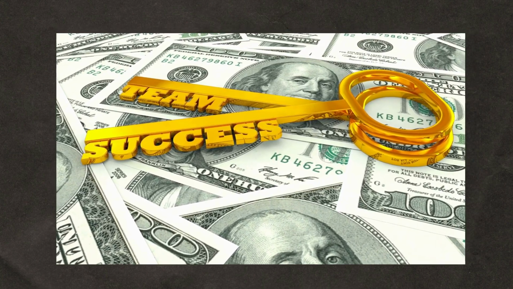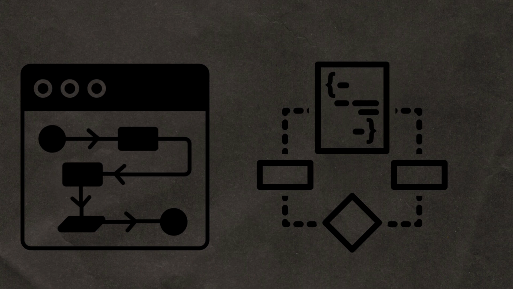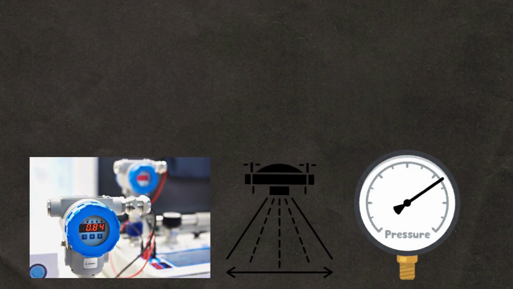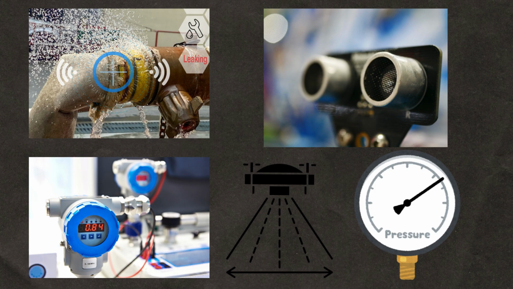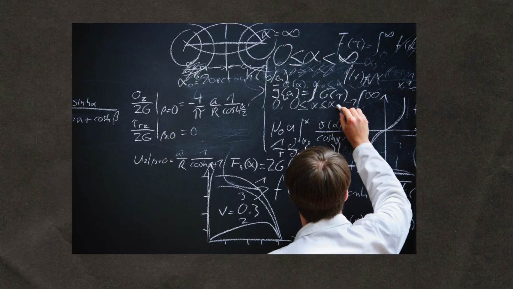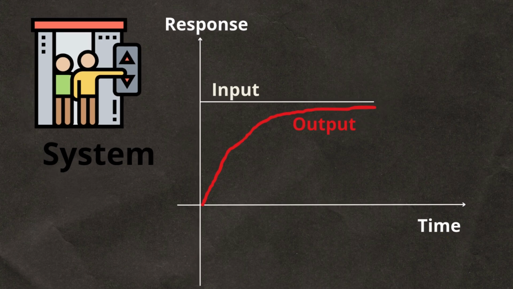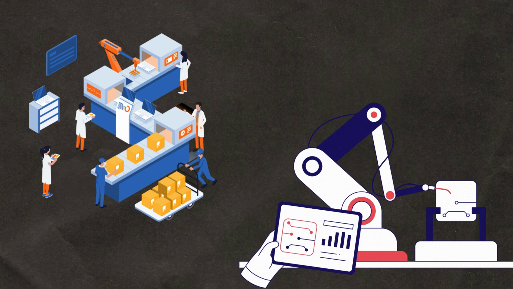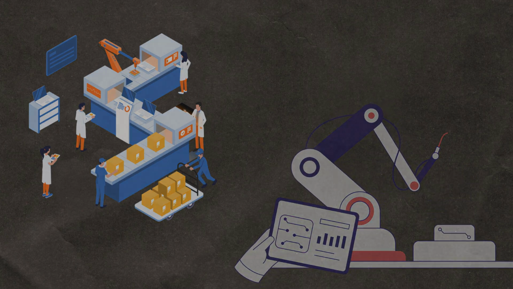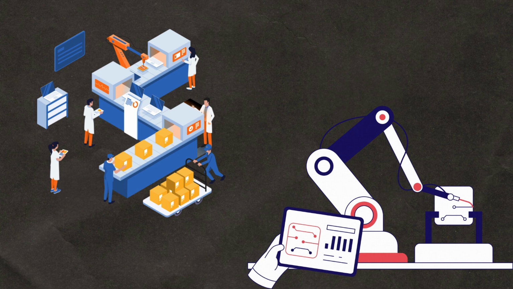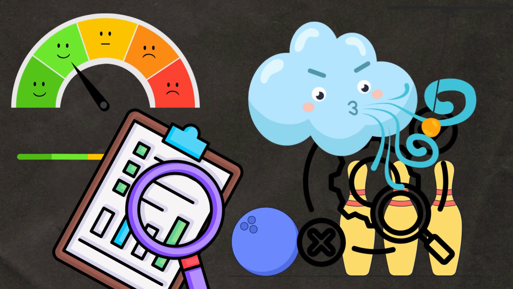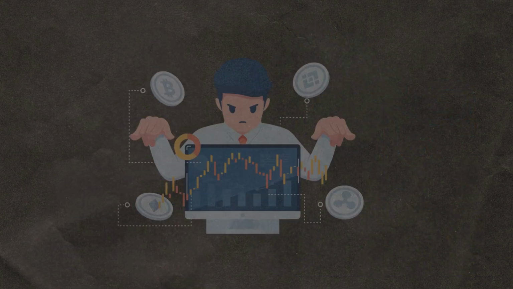Key aspects of system control include feedback mechanisms, using sensors to monitor system output and adjust inputs accordingly. Control algorithms, mathematical models that determine how the system responds to changes. Automation, implementing control processes without human intervention for efficiency and accuracy. Stability analysis, ensuring the system remains stable under various conditions.